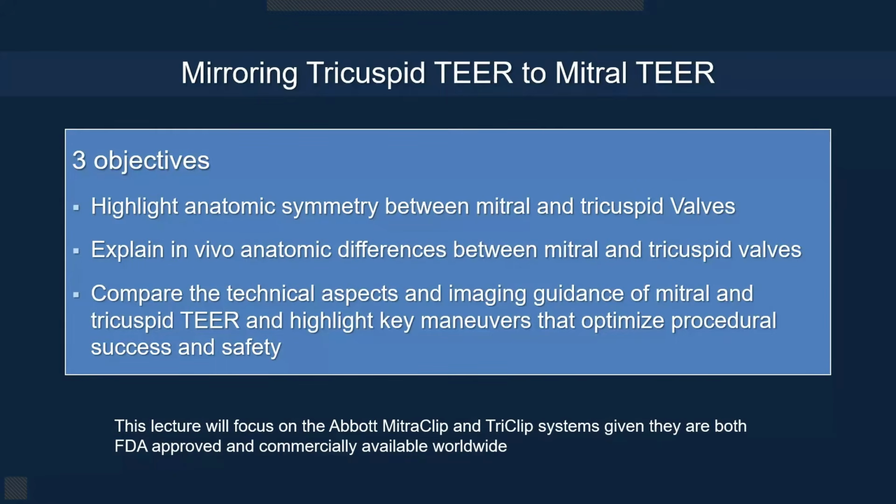So the objective for this lecture is to mirror tricuspid TEER to mitral TEER, and there are three objectives highlighted here. One is to highlight the anatomic symmetry between the mitral and tricuspid valves. Two is to explain the in vivo anatomic differences between mitral and tricuspid valves. Third is to compare the technical aspects and imaging guidance of mitral and tricuspid TEER and highlight the key maneuvers that optimize procedural success and safety. This lecture will focus on the Abbott MitraClip and TriClip systems, given they are both FDA approved and commercially available worldwide.